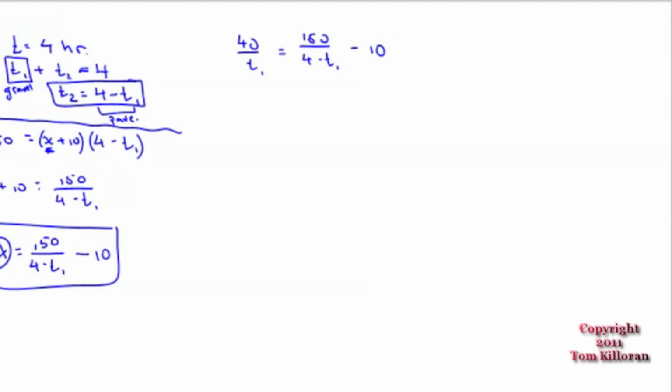Remember, these are two different numbers. 4 minus t sub 1 is different than t sub 1. So it has to be both of them. Yes. So I'm going to multiply everything by t sub 1 times 4 minus t sub 1.